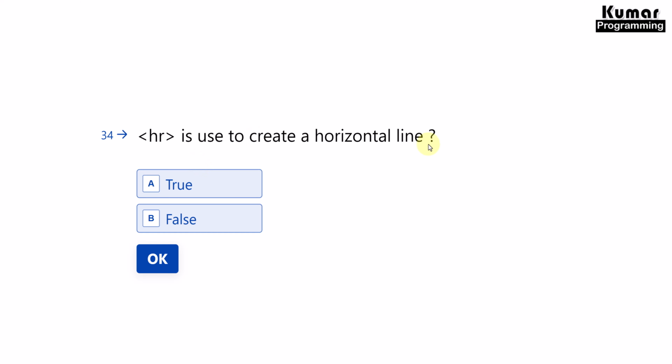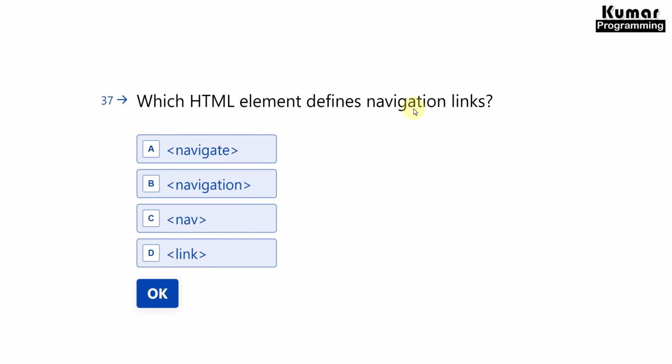HR is used to create a horizontal line. That's true, right? H1 is the biggest heading. That's true. Div is a block level element. That's true. Which element defines a navigation link? Nav is used to define a navigation link.